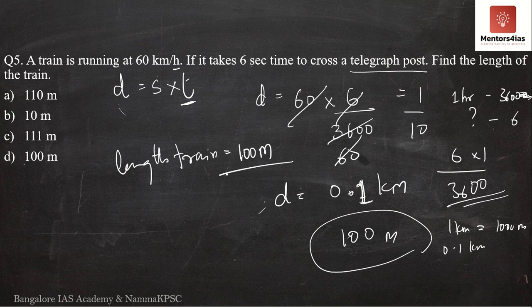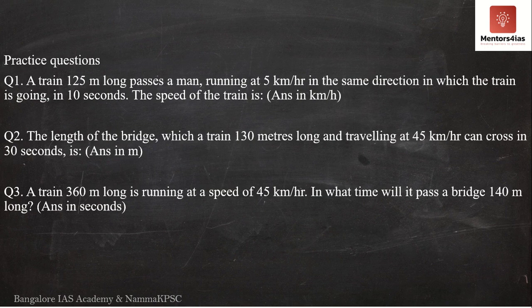So, length of the train here is 100 meters. So, it is option D. The distance is nothing but length of the train. So, the correct answer is 100 meters. It is option D. So, here we have solved 5 problems based on trains.